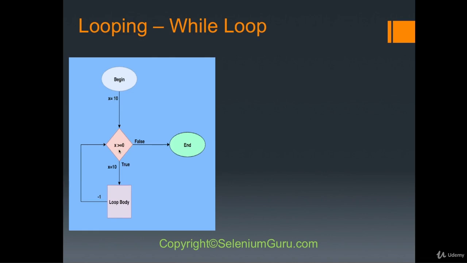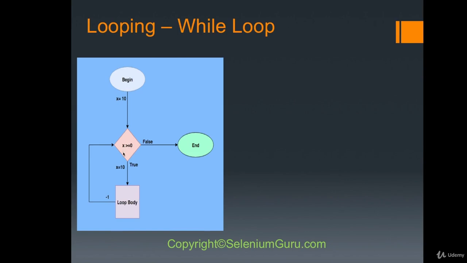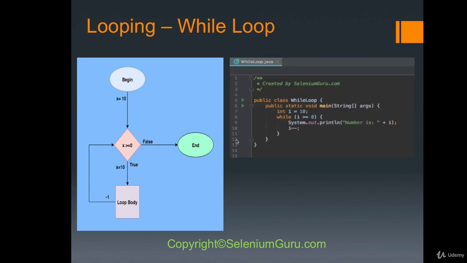Then it goes back here. So now it becomes 9. 9 is greater than or equal to 0, true, and it's going to go back in here and execute in a loop, until x is 0. Once it becomes less than 0, then x is greater than or equal to 0 is false, so it's going to end the loop and execute the line of code after it. Alright, so what happens when you write this in Java code?